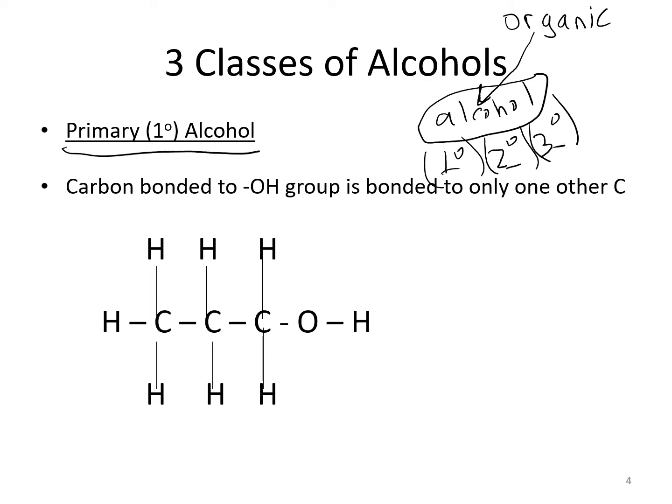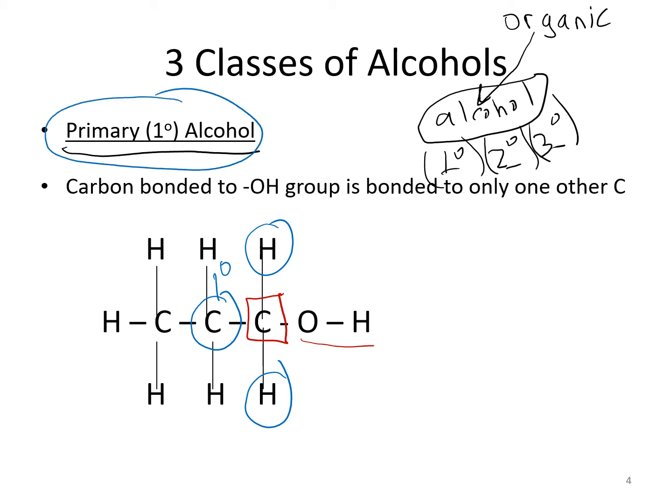What a primary alcohol is: I have a carbon that's attached to my hydroxyl group, that makes it the alcohol. I'm looking at the carbon that's attached to the OH. How many other carbons is it directly bonded to? In this example, this carbon is attached to one other carbon and 2 hydrogens. So it's attached only to one other carbon. That makes it a primary alcohol when it's bonded to only one other carbon.